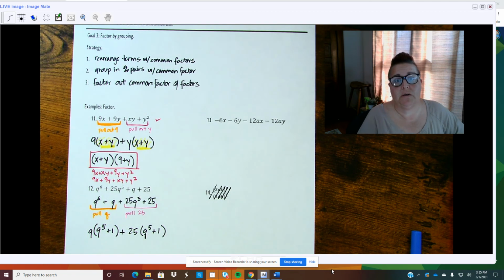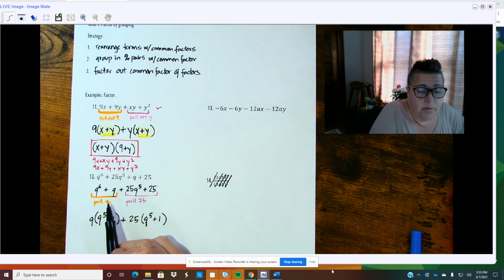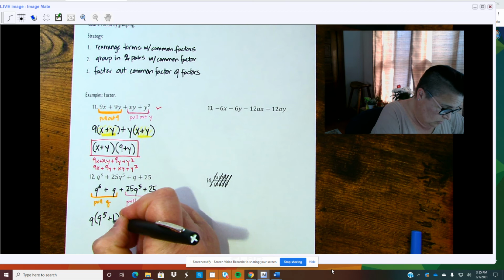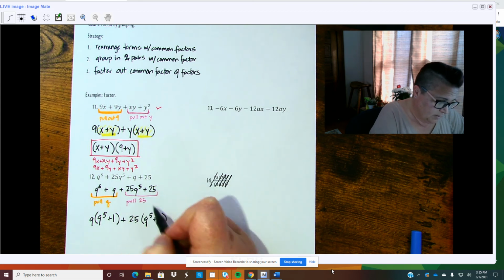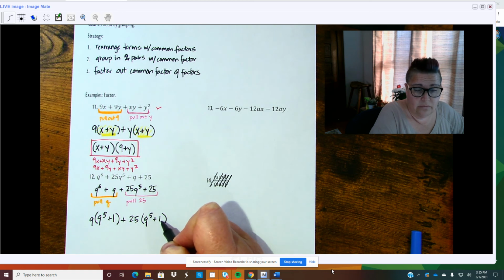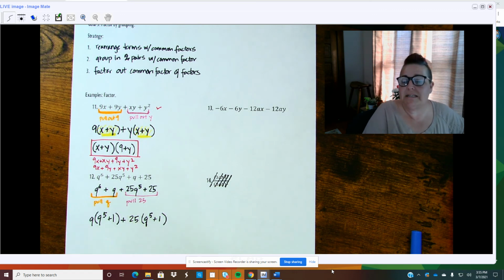Okay, but Amy, where are you getting the ones? Here's where I'm getting the ones. I got q, I'm going to pull a q, so q divided by q is 1. I got 25, I'm going to pull a 25. 25 divided by 25 is 1. Okay, plus I need something to multiply back by. q times q to the 5th is q to the 6th. q times 1 is q. I need to do that q times 1 to get that q.